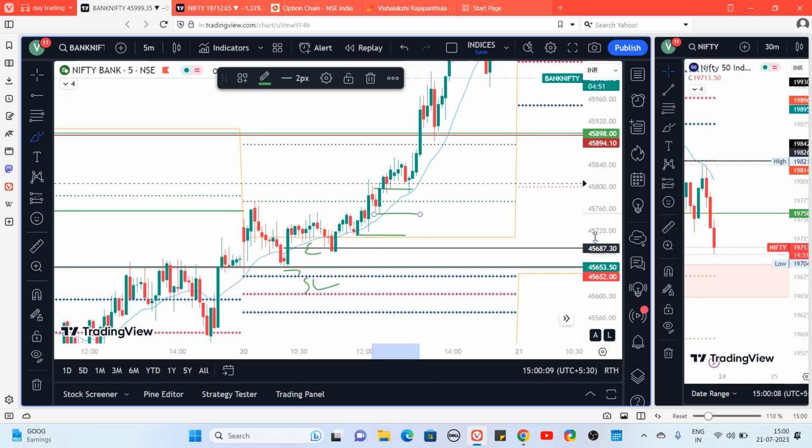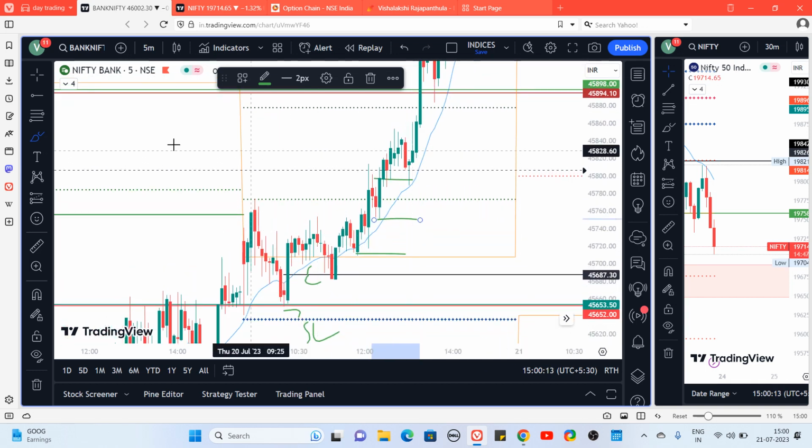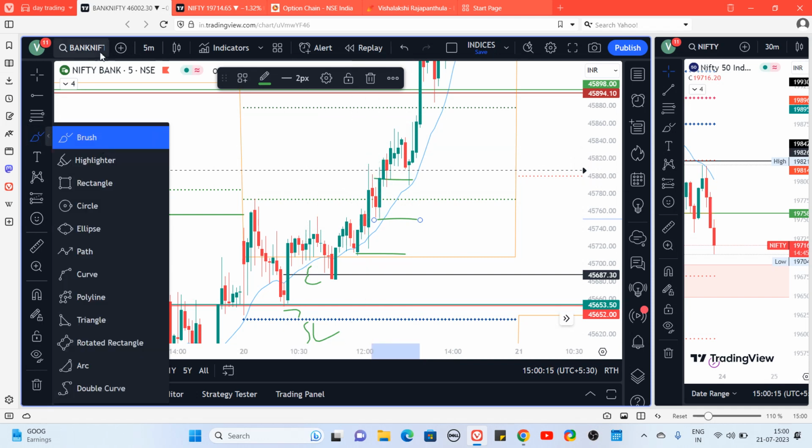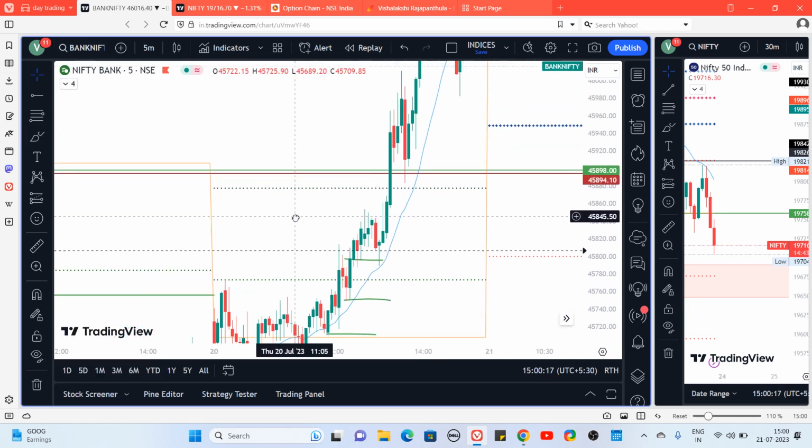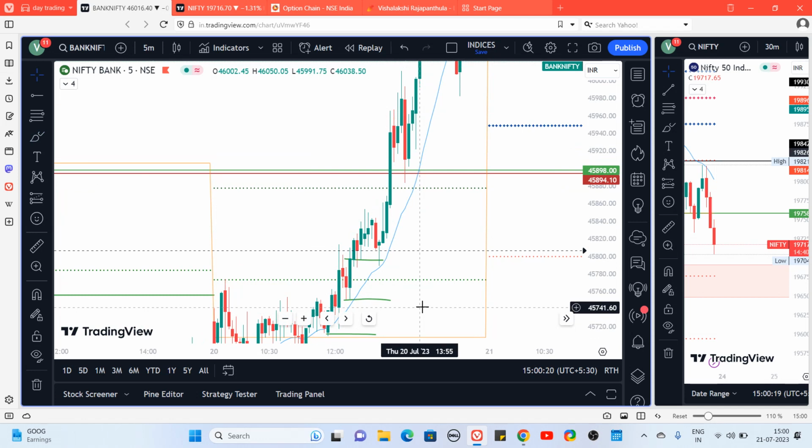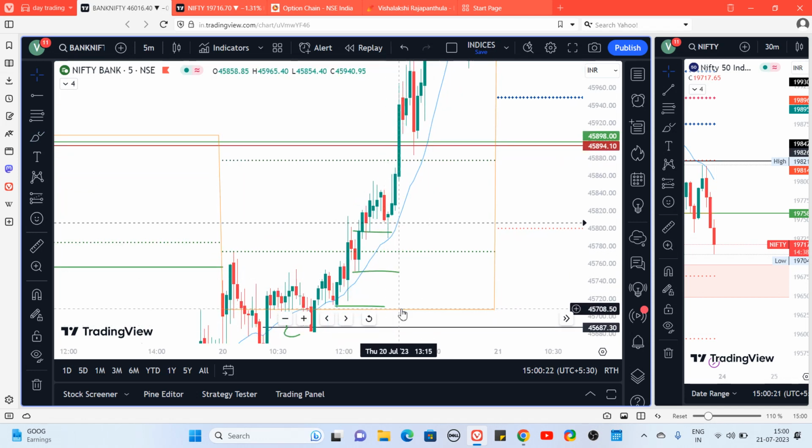Why am I saying this? Because once the price has closed above the previous day high and the R1, this zone is called the bullish zone according to the CPR pivot point system.